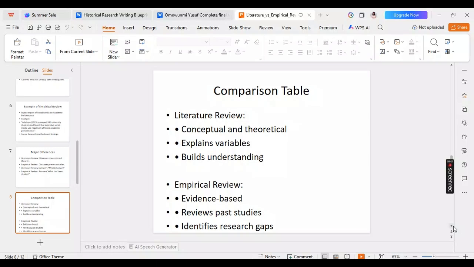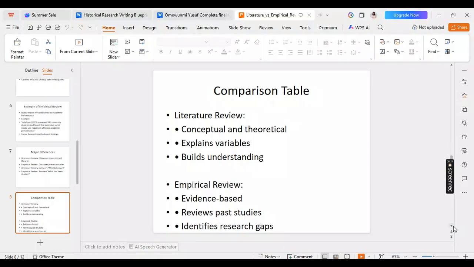So whenever you see these two, the literature review and the empirical review, you will get to understand what you are going to do in this particular work. Because there are some works, especially master's level and PhD theses, that require you to use both. Like where there is literature review, you see where there is empirical review. So you know that in this literature review, this is what I am looking for here.